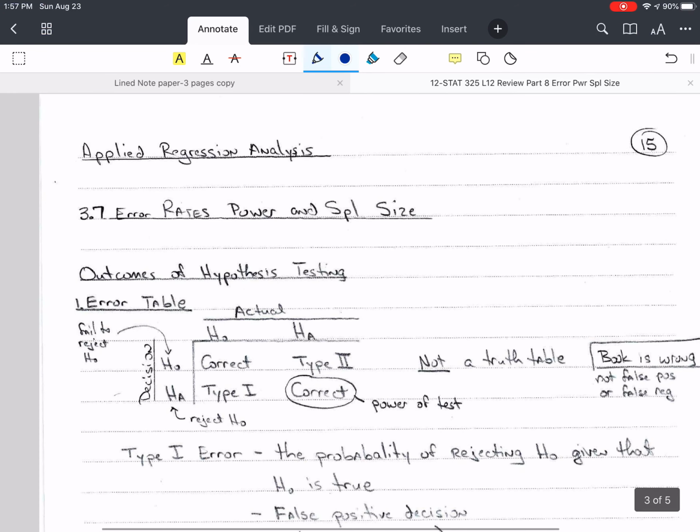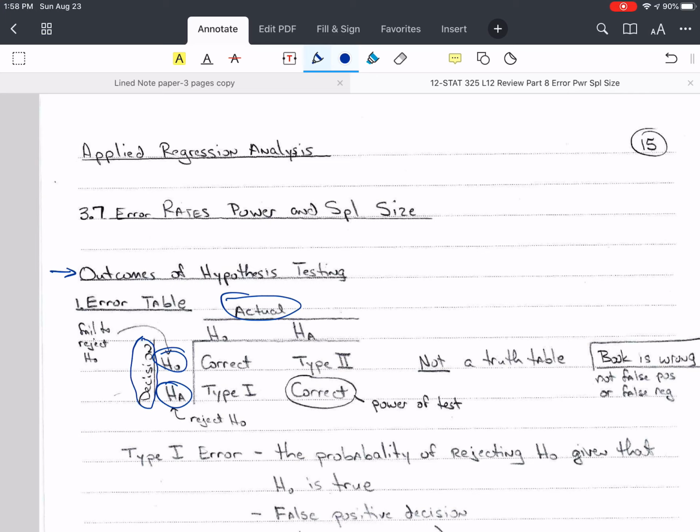Some of this will be a review, some of this will be new to you. When we're looking at error rates, we are looking at the outcomes of our hypothesis test right here. This is what we call an error table. Up at the top is the actual truth, and along the left side is the decision that we make. If I have H naught here, that means that I fail to reject H naught. If I have HA, that's the alternative hypothesis. That means that I have rejected H naught in favor of HA.